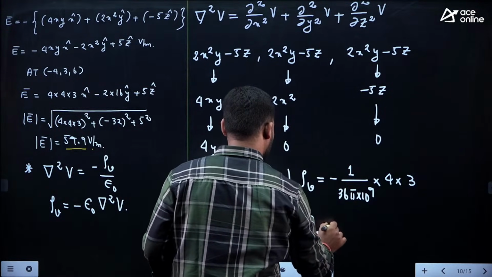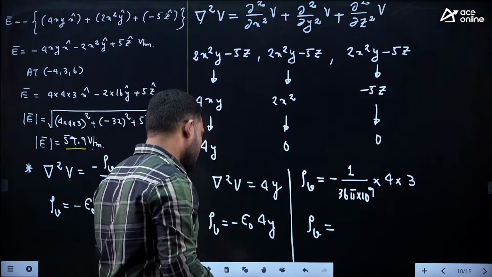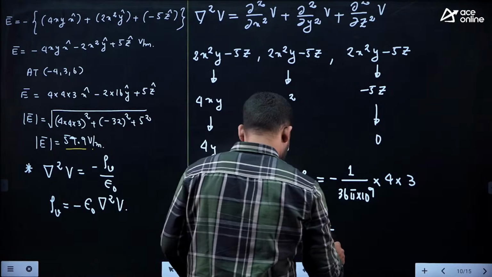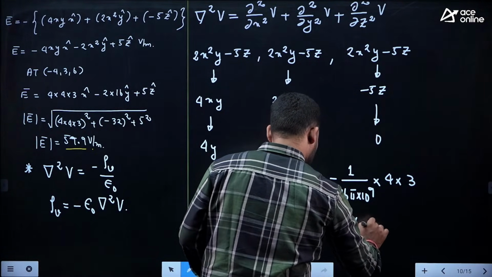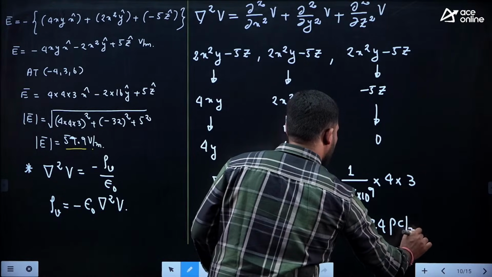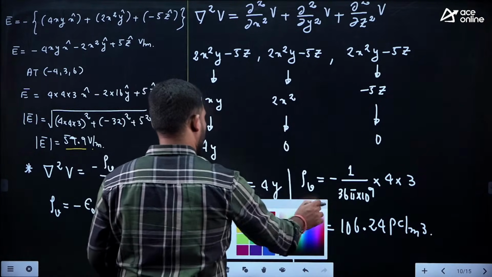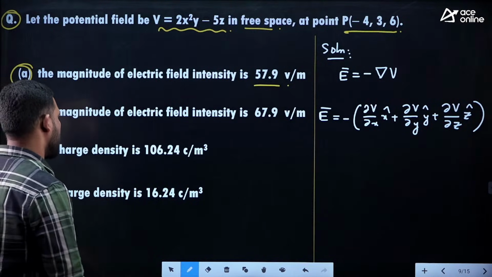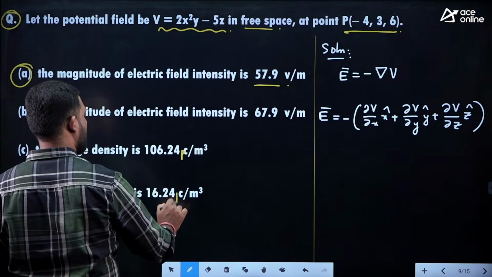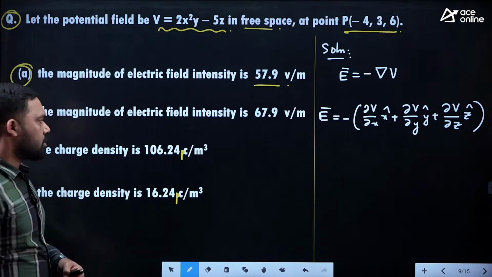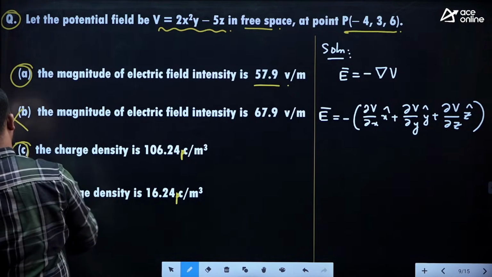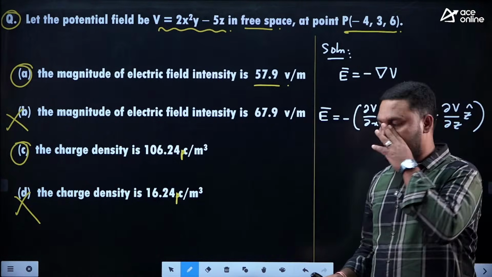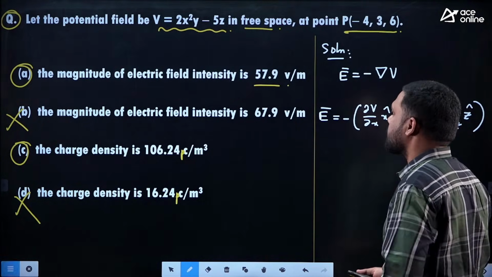So what is this rho v here? Check out this one. My calculator is showing its value as 106.24 picocoulomb per meter cube. It is a pico here. Okay, so this is correct. Anyhow, so that is how MCQs can be formed. Fine. Let us proceed further here, guys.